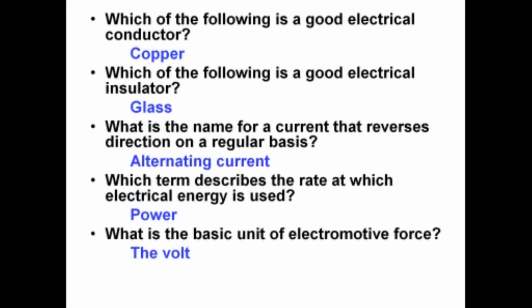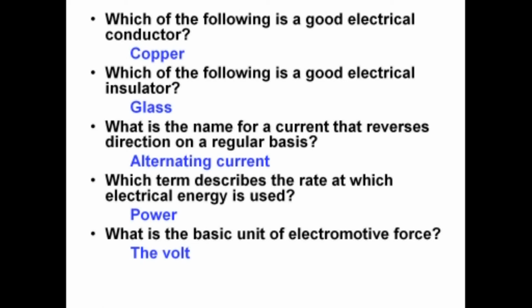Which of the following is a good electrical conductor? Copper is a good electrical conductor. Silver is the best. Copper is second. Gold and aluminum and some of the others are on down there. Most metals conduct to some degree. Which of the following is a good electrical insulator? An insulator blocks the flow of electrons, and of the answers that you're offered, glass is the best insulator.